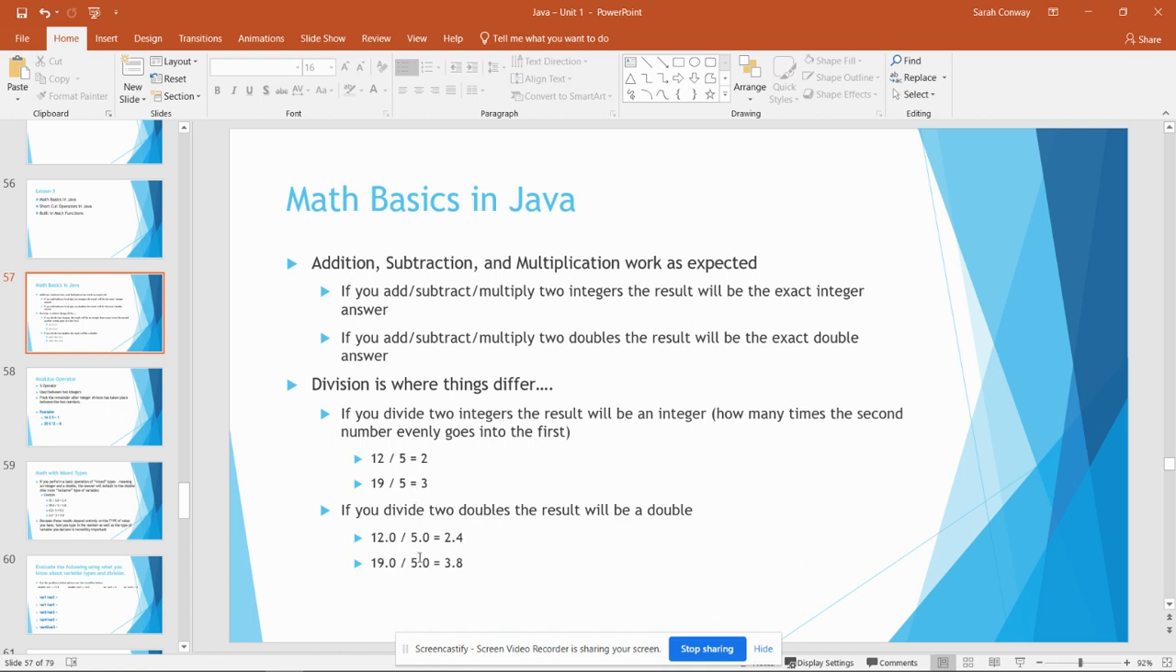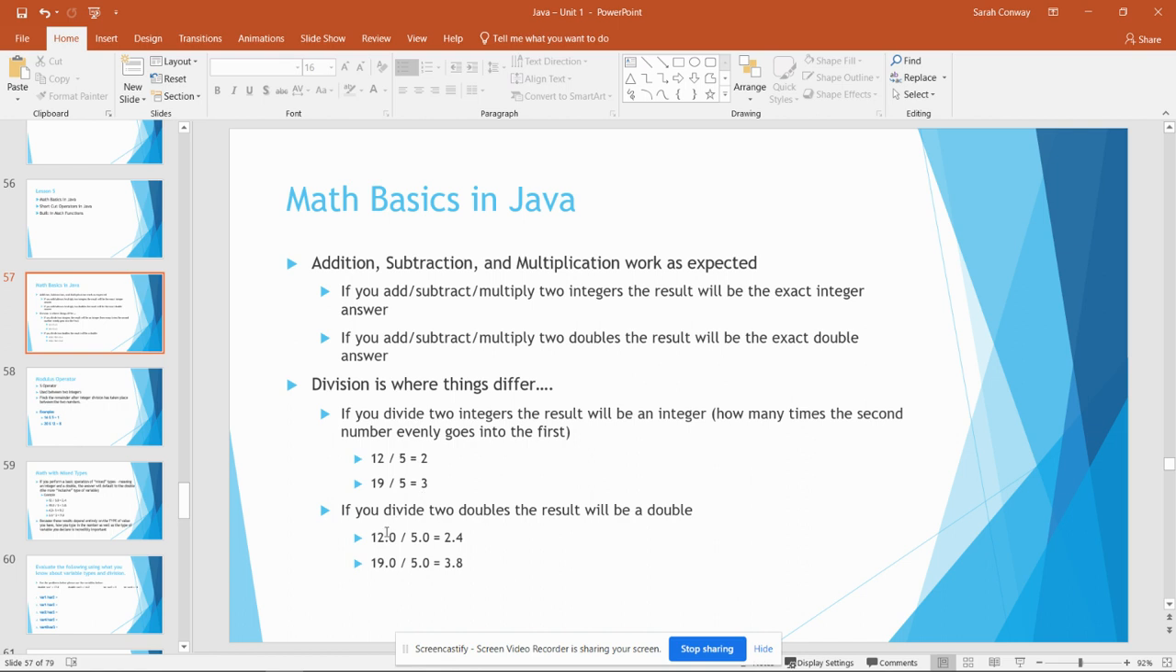So you can see here we have pretty much identical math problems, but if you divide two integers, so here you can see there's no decimal point, it's simply going to give you an integer answer. So it tells you how many times the second number goes evenly into the first. So 5 goes into 12 twice to get to 10, and the result is 2. 5 goes into 19 3 times because we can get up to 15, and the result is just 3. There's no decimal point on them because if you have two integers being divided, your result is an integer.